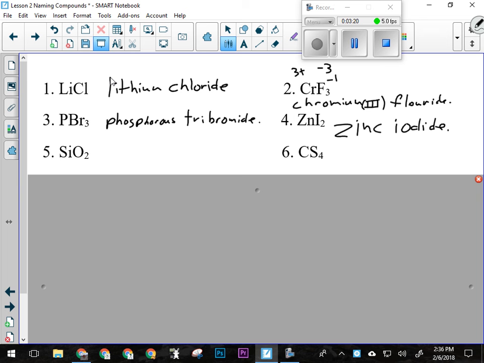Okay, let's look at number 5. So I've got silicon and oxygen. Silicon is a non-metal, so is oxygen. So this is a molecular compound, which means I'm going to need to use prefixes in the name. I'm not going to need Roman numerals or anything like that. So this stuff will be silicon dioxide.